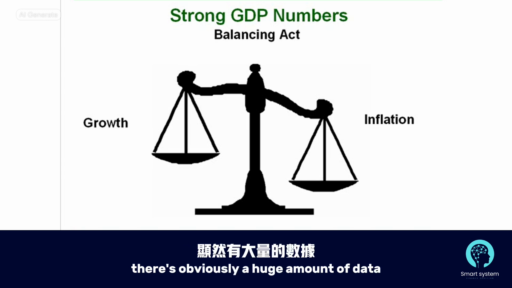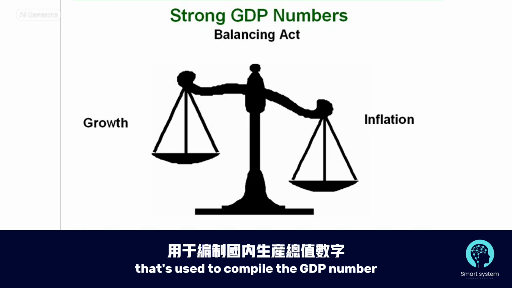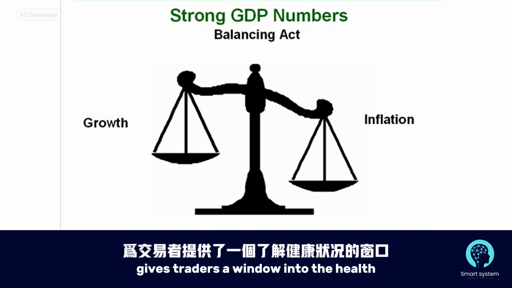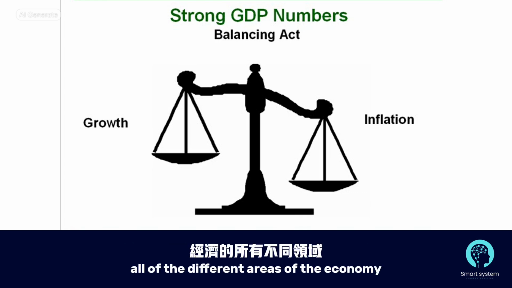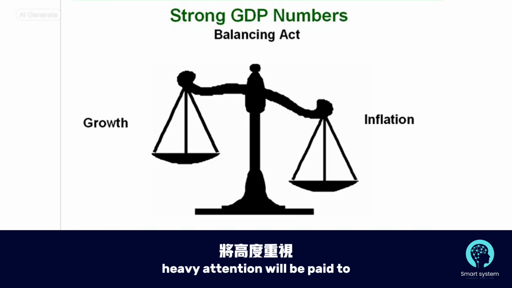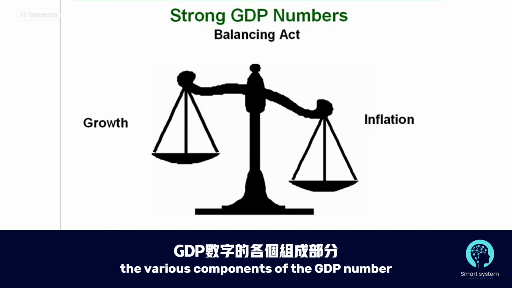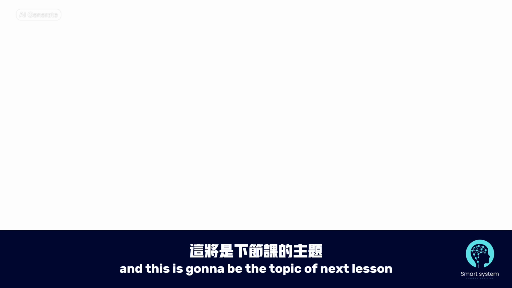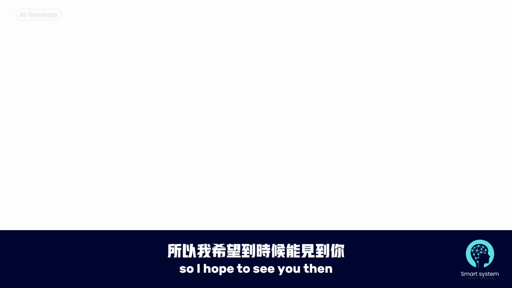There's obviously a huge amount of data that's used to compile the GDP number, and much of this data is made available with the release, as it gives traders a window into the health of all the different areas of the economy. Heavy attention will be paid to the various components of the GDP number, as well as the top-line growth number. And this is going to be the topic of next lesson, so I hope to see you then.